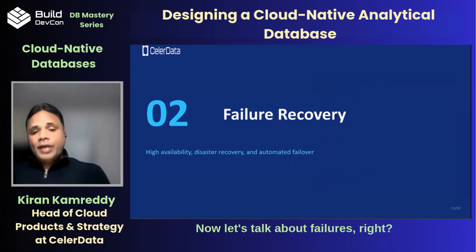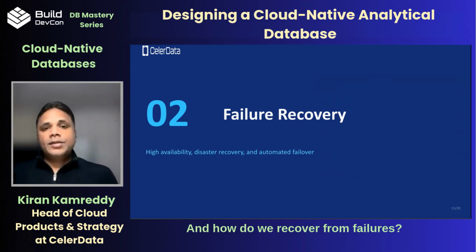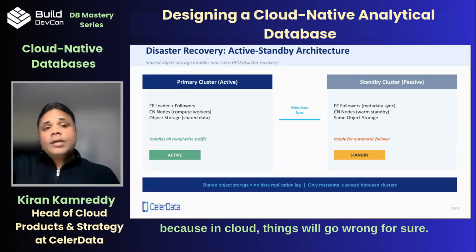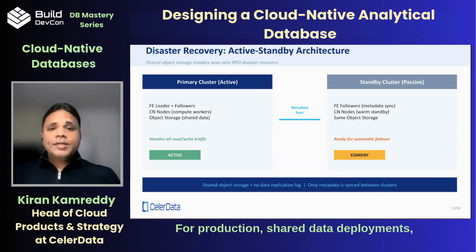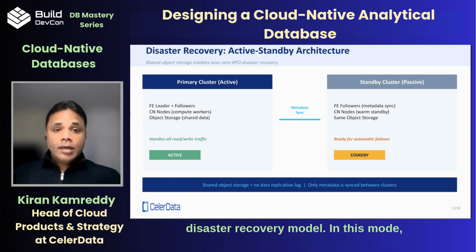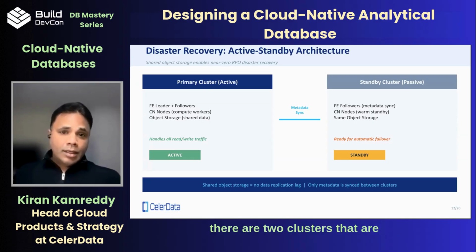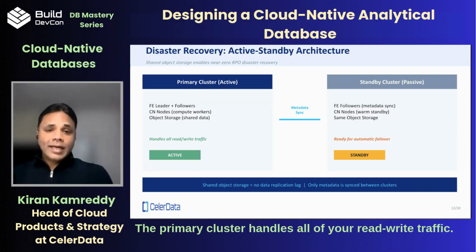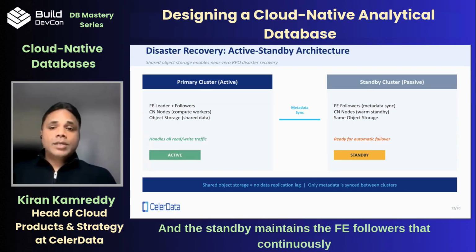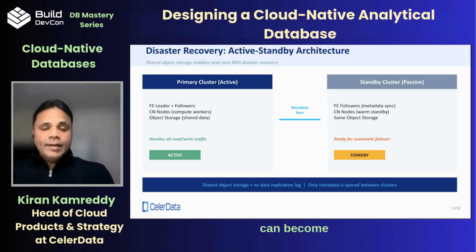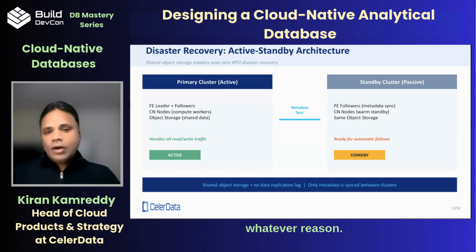Now let's talk about failures, and how we recover from failures. This is when things go wrong, because in the cloud, things will go wrong for sure. For production shared data deployments, StarRocks supports an active standby disaster recovery model. In this mode, two clusters run, a primary and a standby. The primary cluster handles all of your read-write traffic, and the standby maintains the FE followers that continuously sync the metadata from the primary. That way, the FE can become primary in case the original primary goes down for whatever reason.